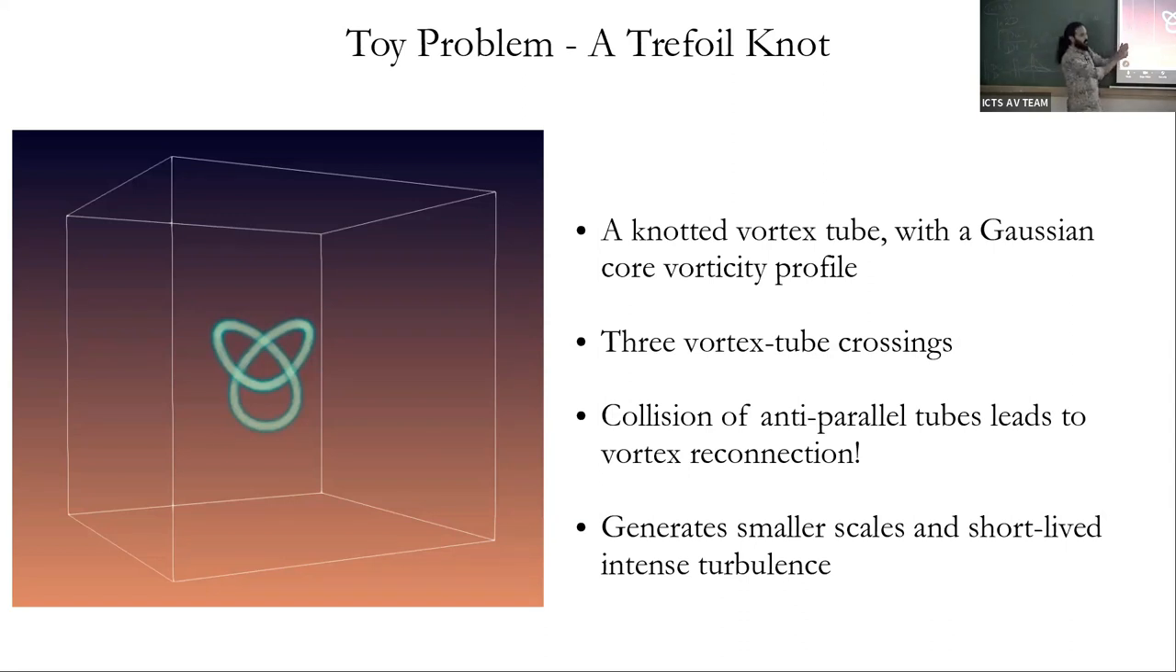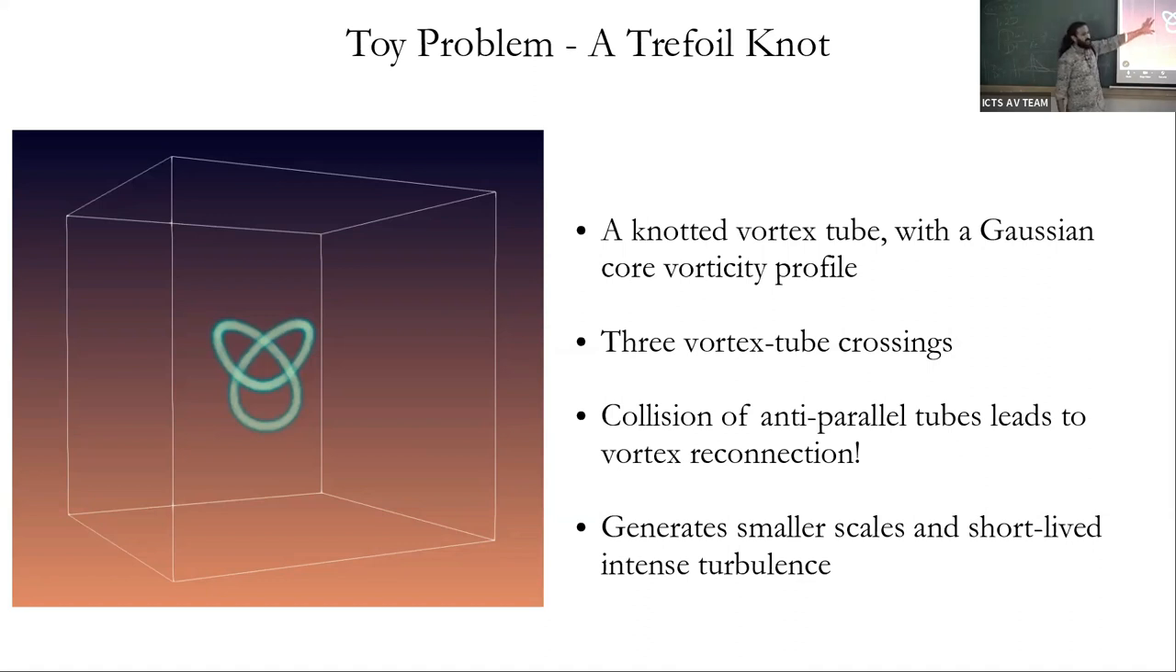So you see only the core of the vortex there, and that has a Gaussian profile, Lamb-Oseen vortex. So you can see already it has three places where it's crossing. So there are three regions where reconnections can happen. And one thing I'd like to point out, and correct me if I'm wrong, most of the flow is inviscid at this point because there's no vorticity elsewhere.